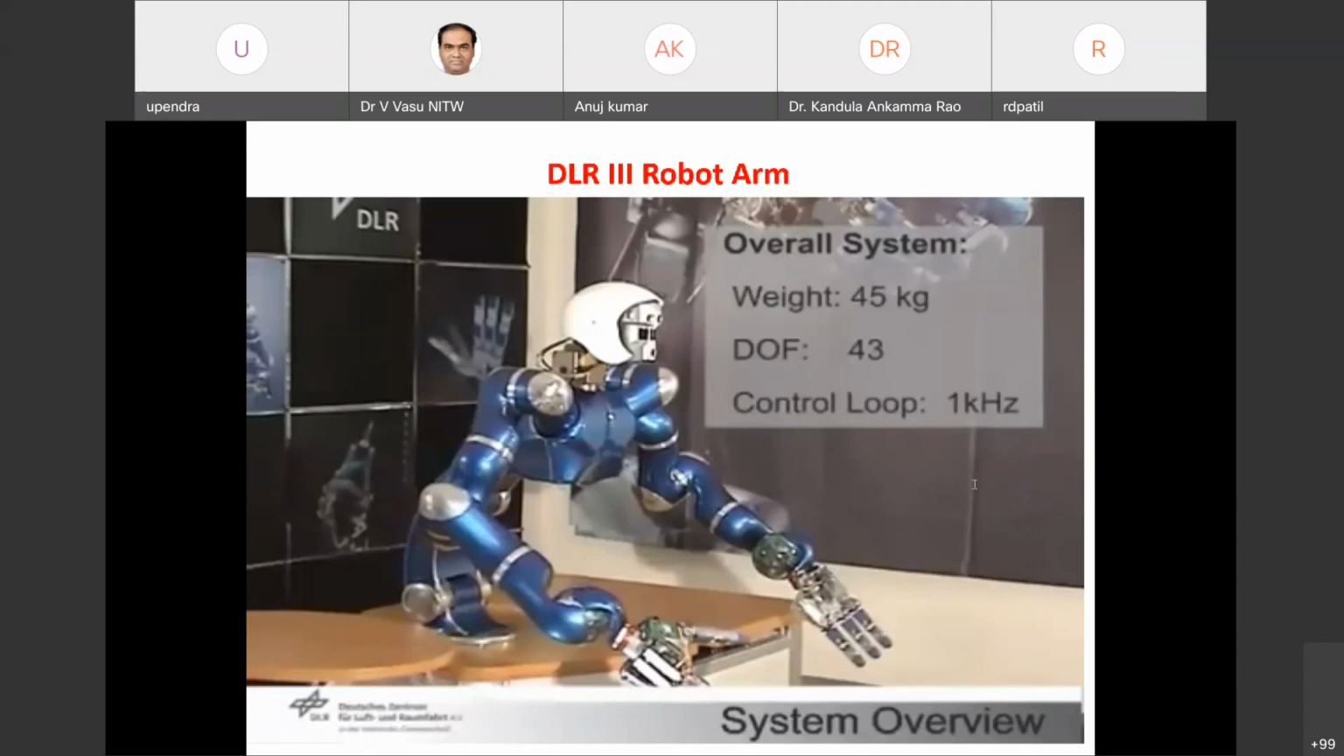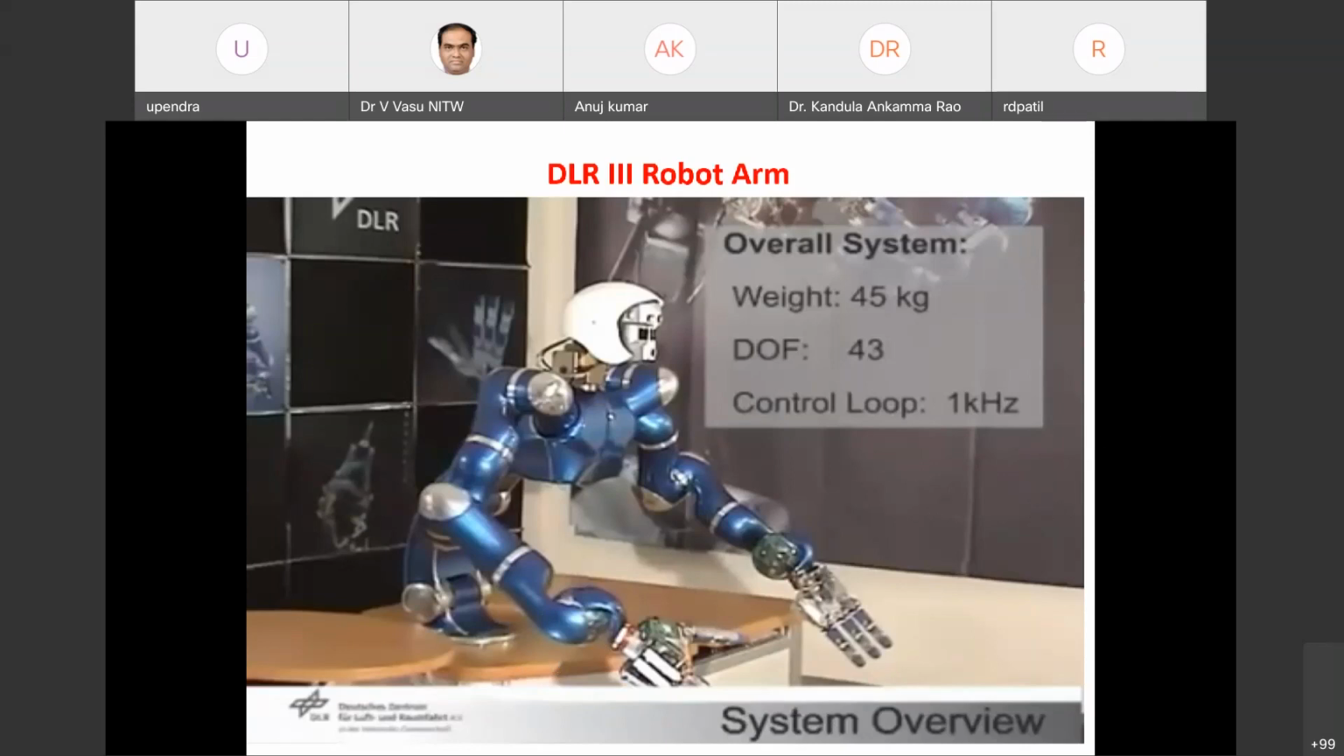Yes, good. Someone has said 27. That is correct. So 27 degrees of freedom is there for a single hand, from our shoulder to the tip of the fingers. And with 27 plus 27, how much are we going to have?